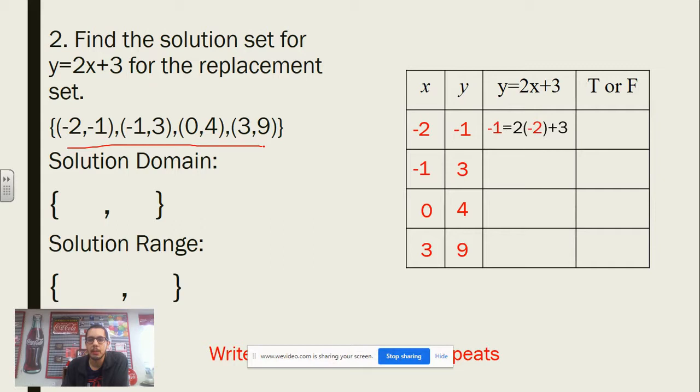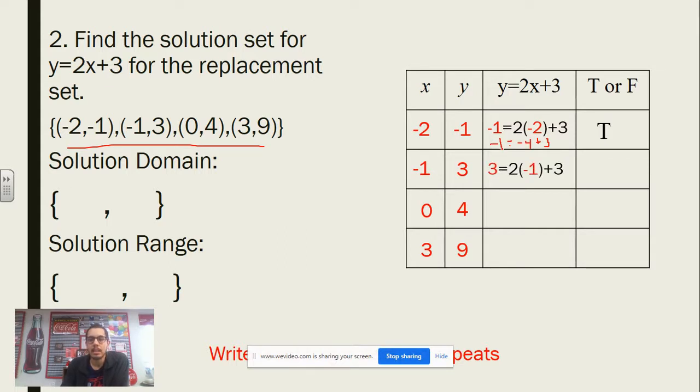if I plug those into my equations, my first statement is going to be -1 equals 2 times -2 plus 3. And when we simplify that, we get the same side on both sides. Since 2 times -2 is -4, and -4 plus 3 does in fact equal -1. So this we would say is a true statement.